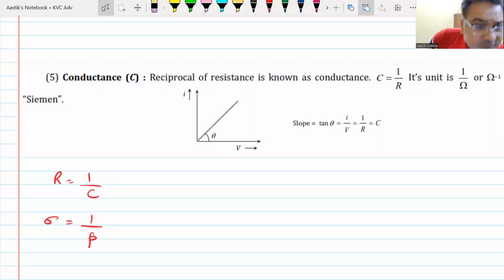Then we come to the small thing, conductance. Conductance is the reverse of resistance, and conductivity is the reverse of resistivity. We understand this? Yes, sir. Give you 2 minutes to note this down.